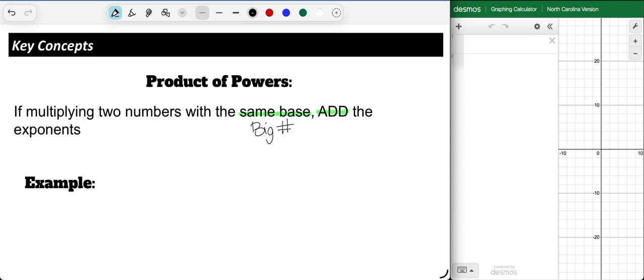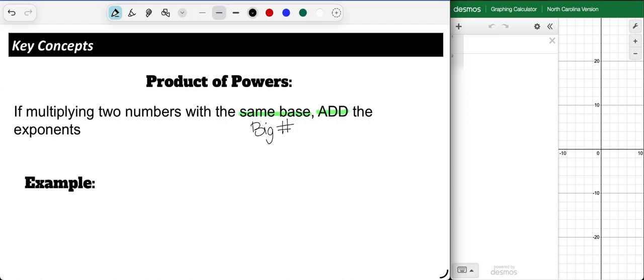Now, not every time in every one of these problems that we have for product of powers will the big part be a number. It can also be a letter. Okay. But no matter what, they have to be the same. And then we're going to take the exponent, which is the little number, we're going to add it. All right. So now I'm just going to give you an example of what some of the problems will look like that is considered to be the product of powers.